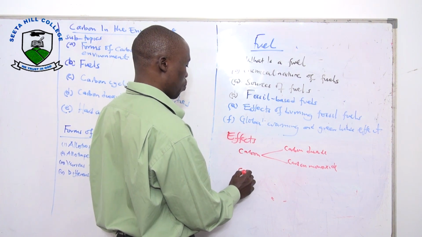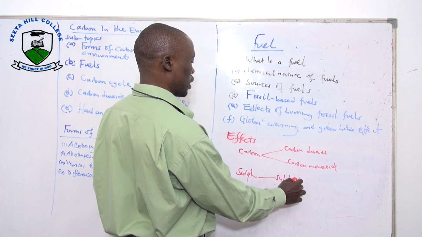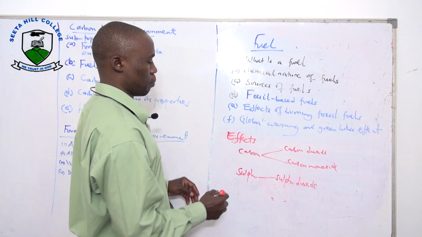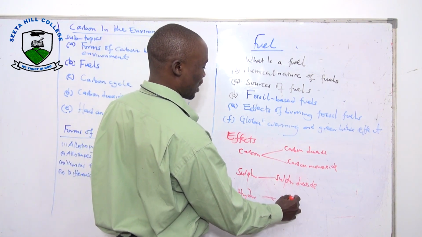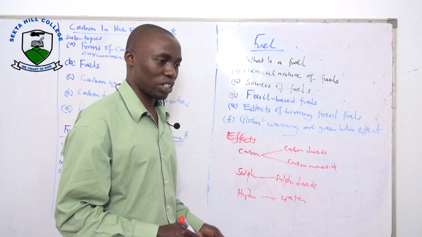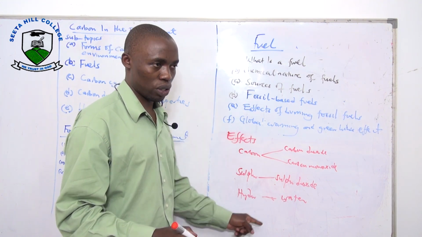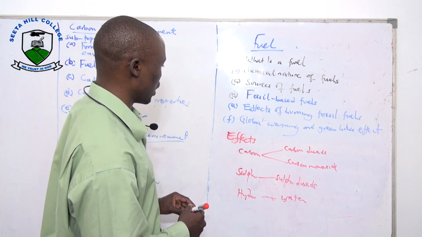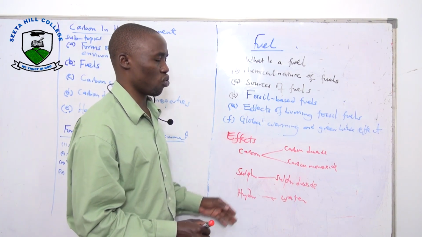Then it has sulfur that produces a gas called sulfur dioxide. Sulfur dioxide is an acidic gas. It also has hydrogen that leads to the production of what? Water. Water is formed because there is hydrogen that burns in oxygen to give us water. Okay, fine. Effects of burning fossil fuels. Let us look at them. What are some of the effects of burning these fossil fuels?